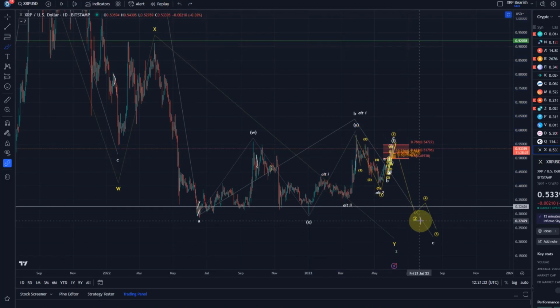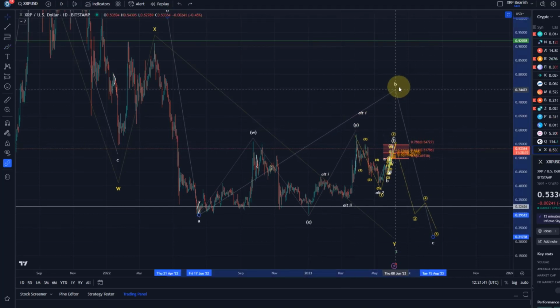However, if we break above that 54.7 cent level, it doesn't necessarily mean bullish. Without a problem, this B wave could extend higher. Without a problem.